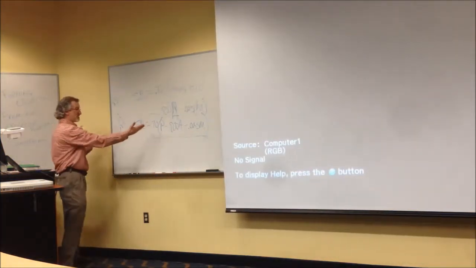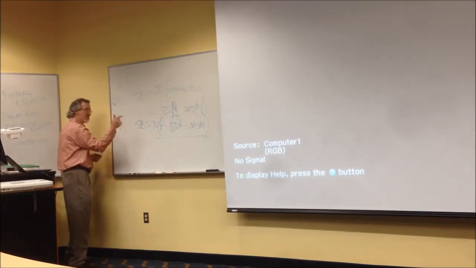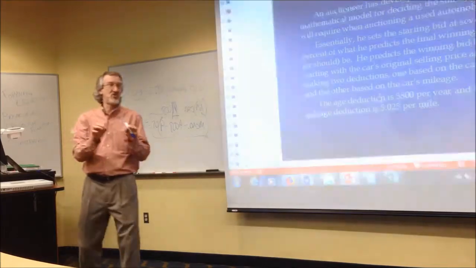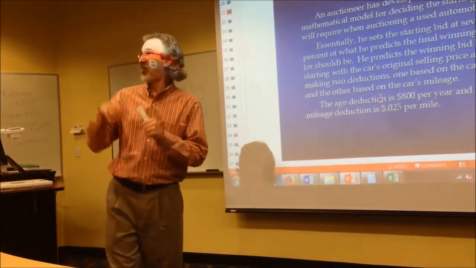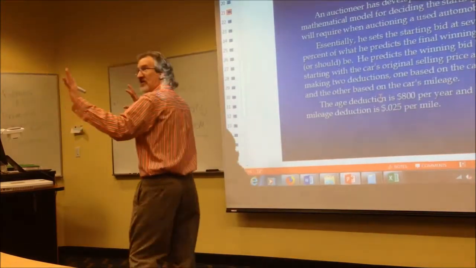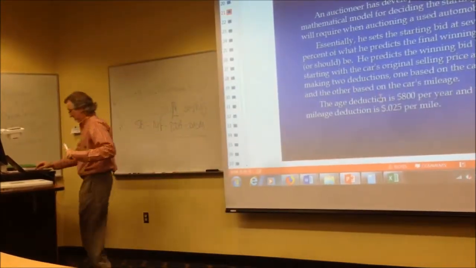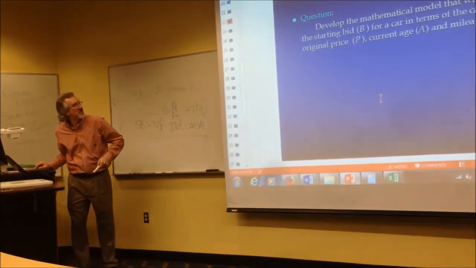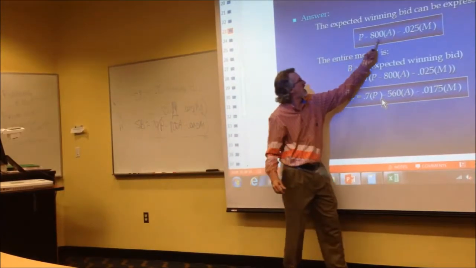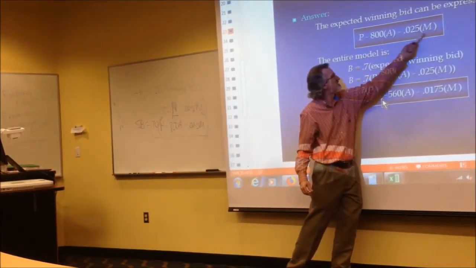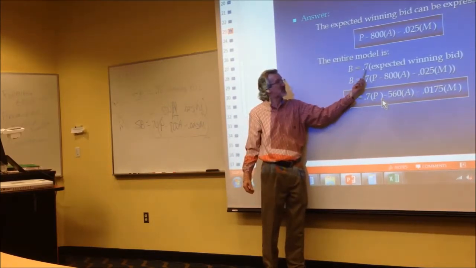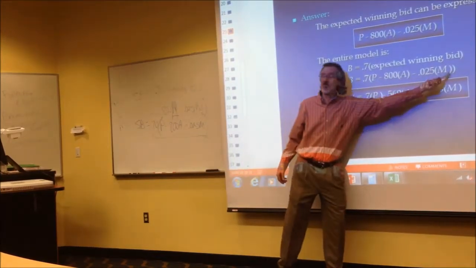And now all I got to do is plug in something for P, A, and M, and I know my starting bid. So this is just introducing you to where you have to read a problem and pull out the information and write an expression with variables. Sure enough, we're using those variables. There's the winning bid, the original price, minus the age times $800, the mileage times 2.5 cents. Now we add the 70% because we really want to get to the starting bid, and there's our formula.